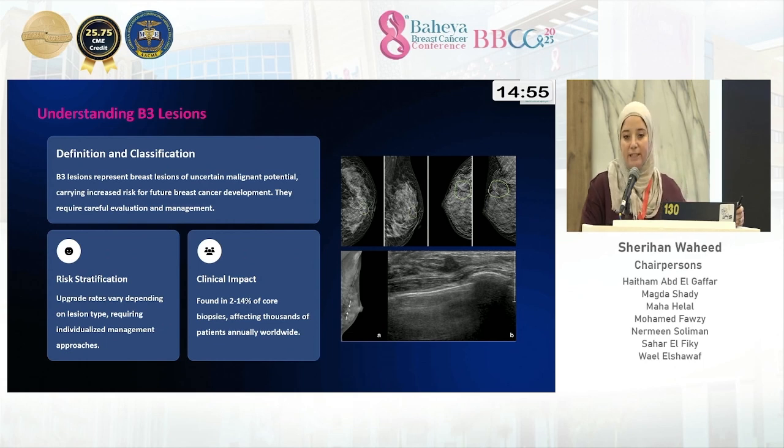What are B3 lesions? These are lesions of uncertain malignant potential that we frequently encounter in our core needle biopsy results. The goal today is to demystify this category, understand the risk of each lesion, and define our critical role in managing these patients.